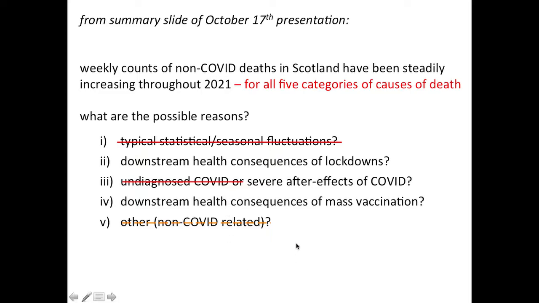Finally, there may be something completely unrelated to COVID or our response to COVID, and we should list that just to be complete. I've half scratched it out here though, because I do think that what we're seeing is most likely connected to COVID in one form or another.